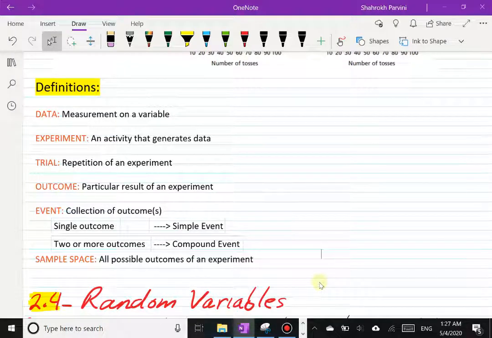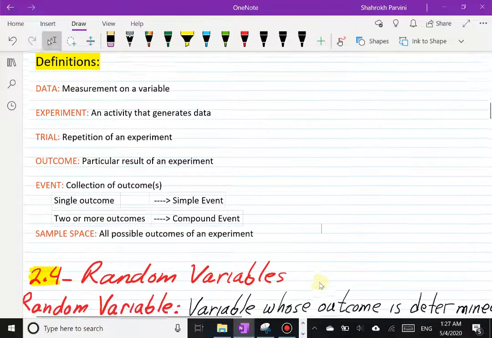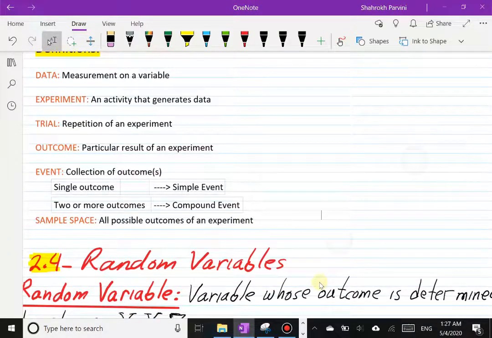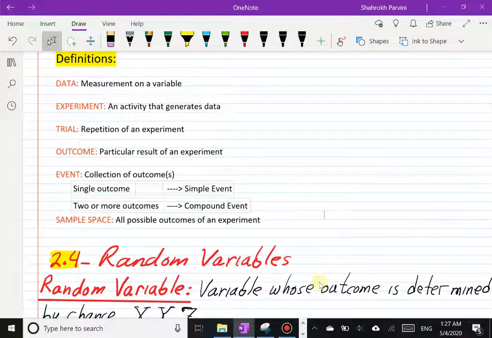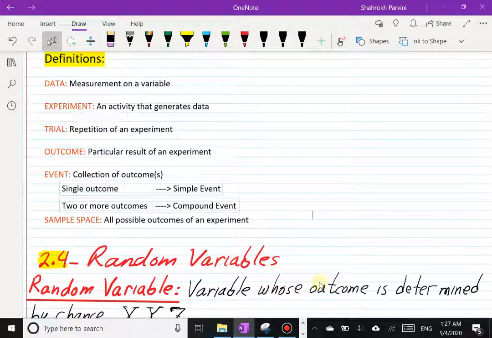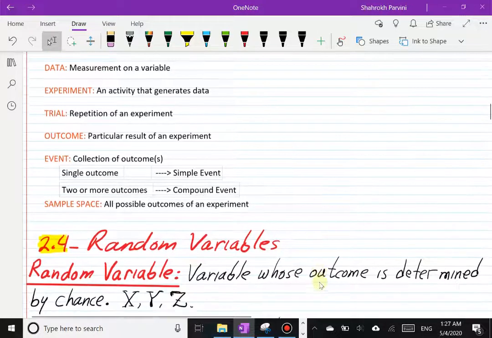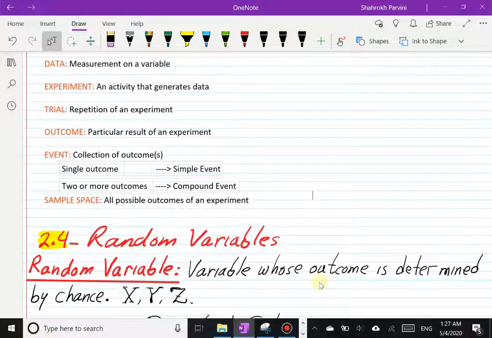Now in section 2.4, let's talk about random variables. Again, last week we talked about variables. Today we're just going to add the word random to it. So what is a random variable? Well, a random variable is simply a variable whose values are determined by chance.